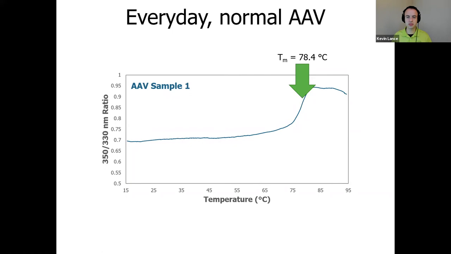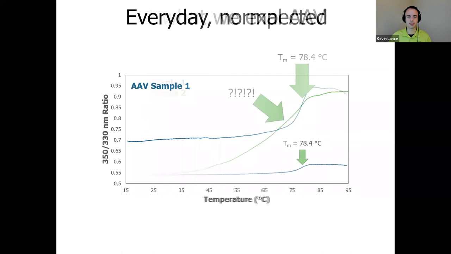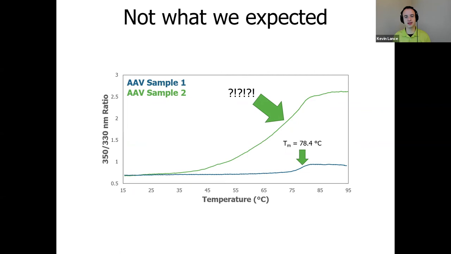So here we're seeing a typical capsid unfolding temperature at 78 degrees Celsius, and the behavior looks a lot like what we'd expect. But if we check out the second sample that was run at the same time with this same serotype, it was very confusing because it had a dramatically different behavior. The ratio showed that it started having an unfolding behavior around 35 degrees Celsius, and the inflection point just didn't make any sense anymore compared to what we already knew about this serotype. So what was going on?